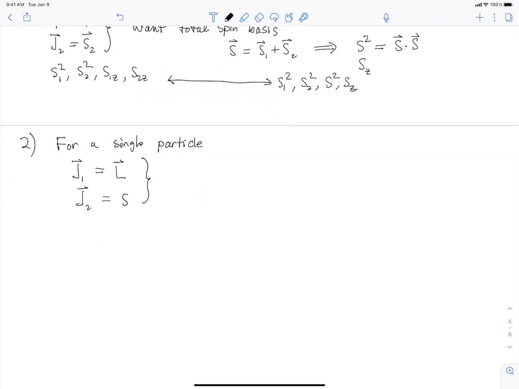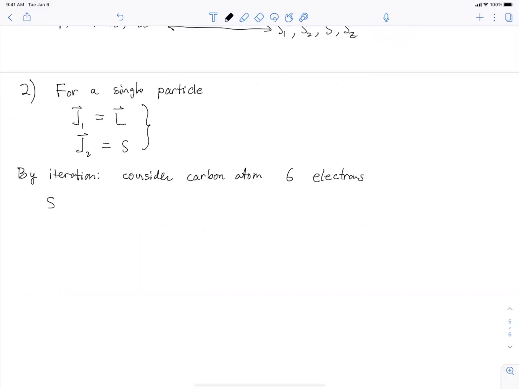Now, one thing you can do is if you can add two angular momenta and consider their basis, you can add those two angular momenta to another one. And so you can build up an eigenstate of many angular momenta. So by iteration, for example, you could consider a carbon atom. We're not going to do this semester. We'll do it next semester in 661, but a carbon atom has 6 electrons. And so the total spin is the sum of 6 individual spins.